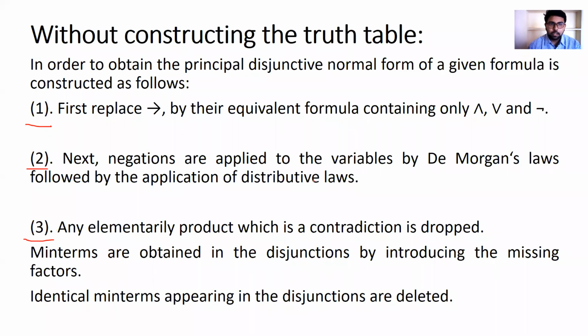Okay, on the basis of sum of product form. So let's see the first step that we are going to do to construct a formula. First replace the implies. So in a formula, if you have an implies symbol, then that should be replaced by the equivalent formula containing and, or, negation.